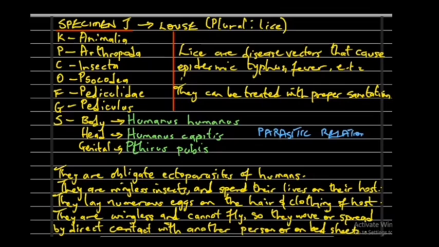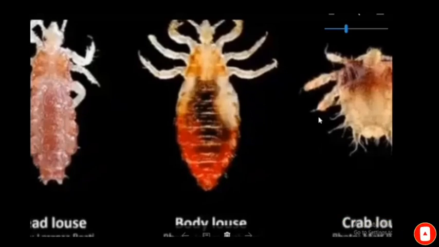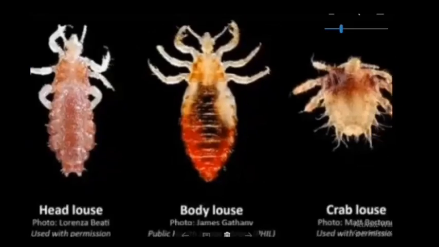So these are the things that we want to look at as we talk about the louse, or lice in the plural form. This is what the diagram of a louse looks like. I said earlier on that we have the head louse. You can see this is the head louse here. We have the body louse and then the crab louse. You can see them and their names.